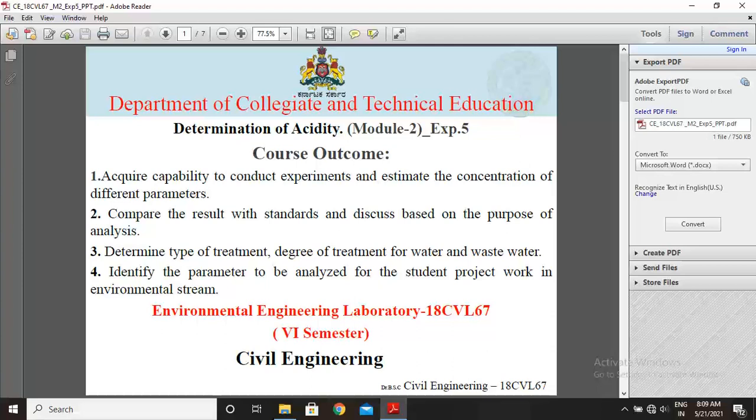Today I want to start experiment number 5. Title of experiment is Determination of Acidity of the given sample.